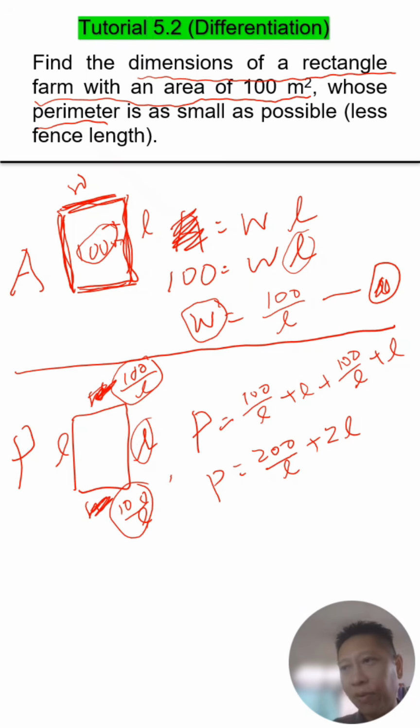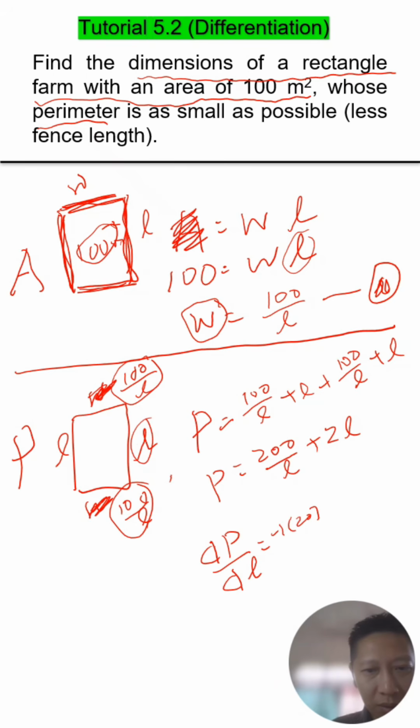Our intention is to get the smallest perimeter possible. It means that we want to find the length that can produce the minimum perimeter. So we will differentiate the perimeter with respect to the length. What we will get is minus 200 over length squared plus 2.